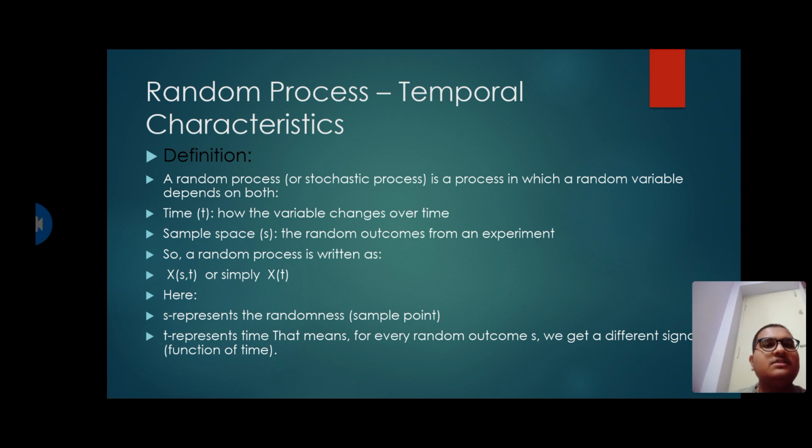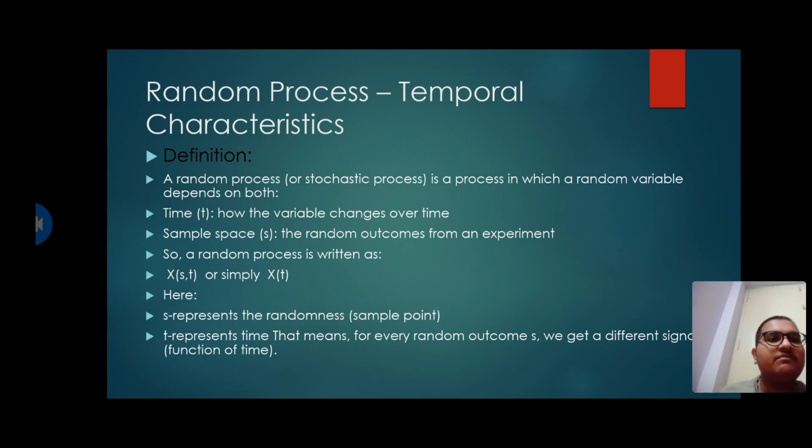Time shows how the variable changes over time, and sample space shows how the random outcomes of an experiment are known, and time is the x-axis which changes. So a random process is written as X(s, t), or simply X(t). Here s represents the randomness, the sample points, and t represents the time.